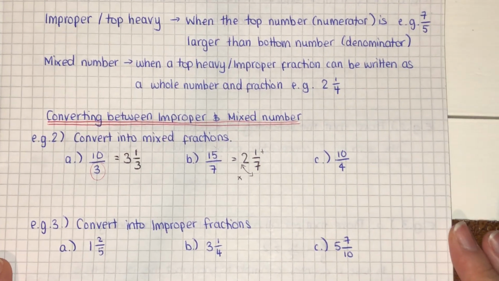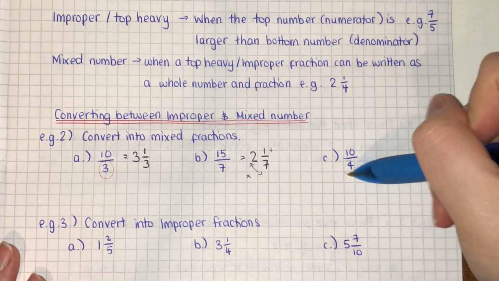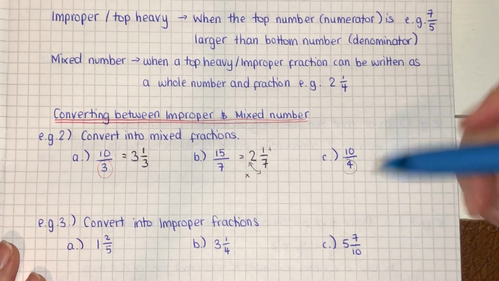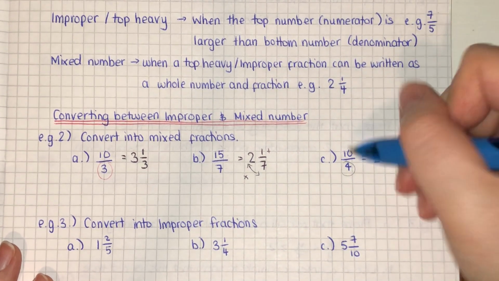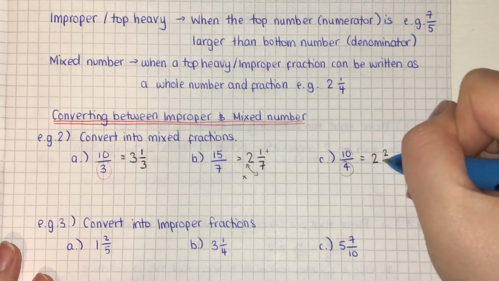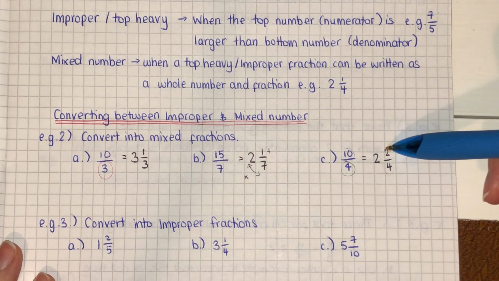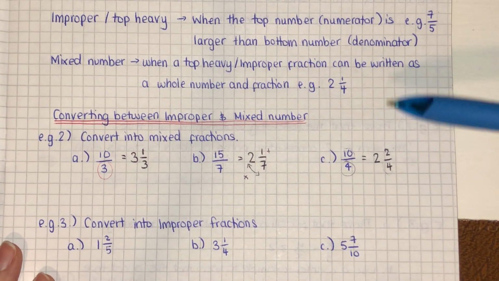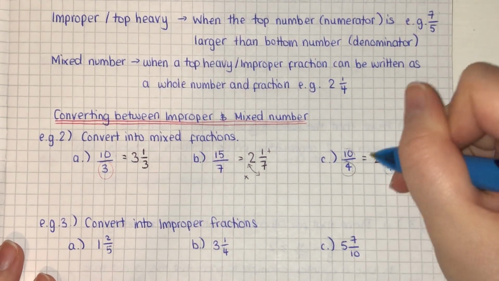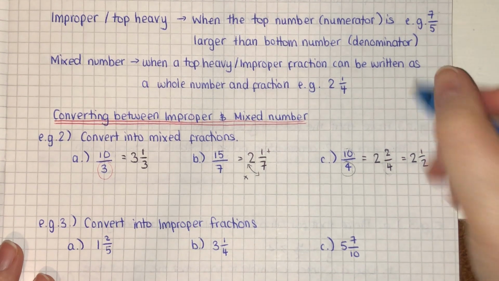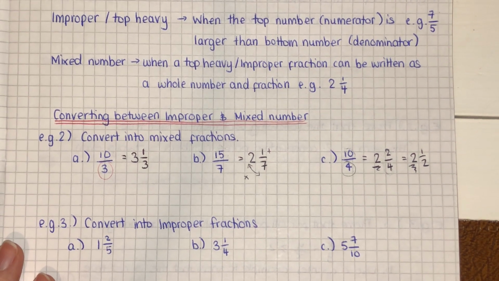And for the last one, 10 divided by 4. Again, we look at the denominator and see how many 4s go into 10, so it goes in twice. That gives us 8, so we want 2 more to make 10, so it'll be 2 out of 4. Now, the fraction here can actually be simplified sometimes, so we can divide both of those by 2. So this is actually the same as 2 1/2. The whole number at the front doesn't change, it's just the fraction that will simplify.